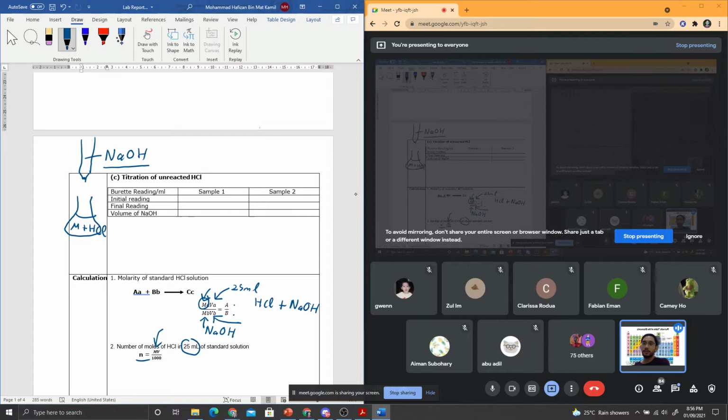Okay, so the readings for sample 1 and sample 2. The initial reading of sample 1 is 0.00, and the initial reading of sample 2 is 17.80. The final reading of sample 1 is 17.80, and for sample 2 it is 36.20. So carilah volume NaOH.